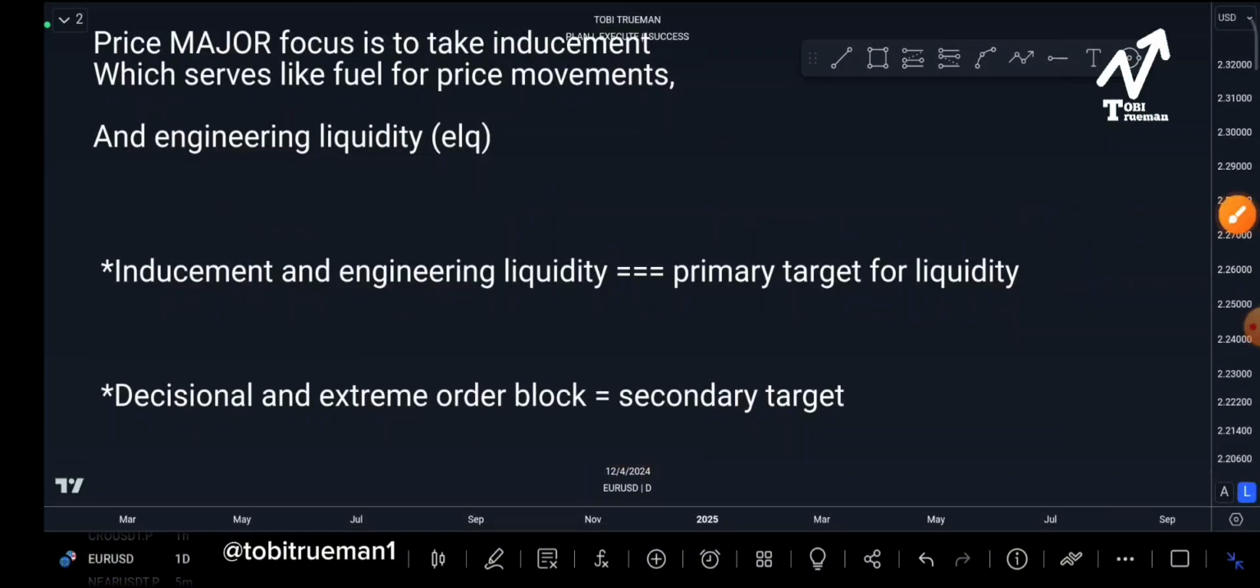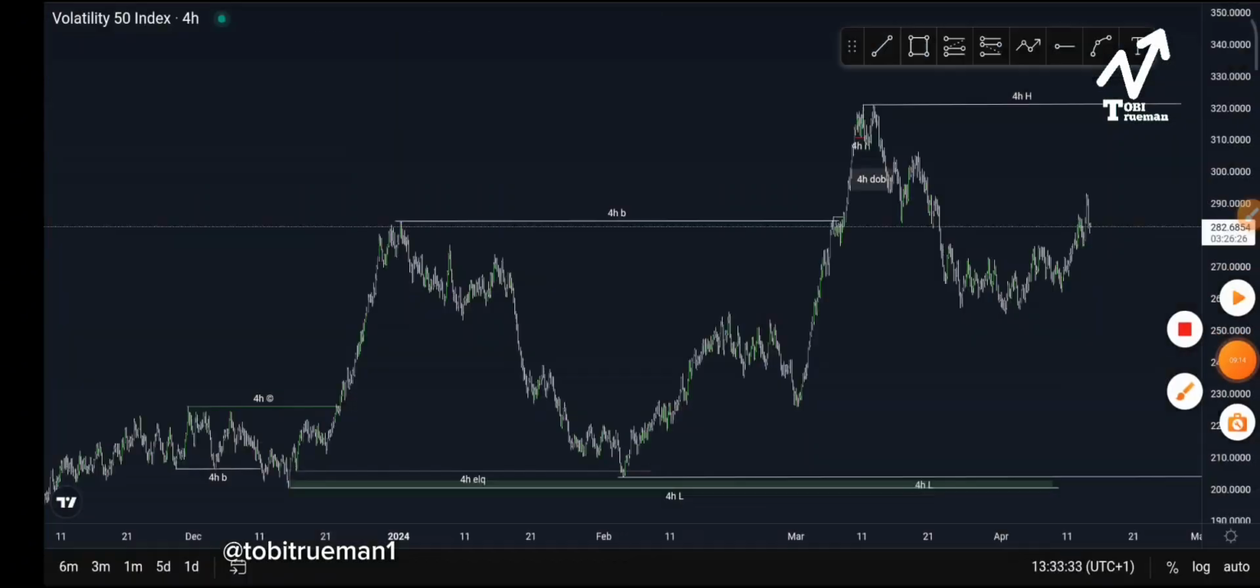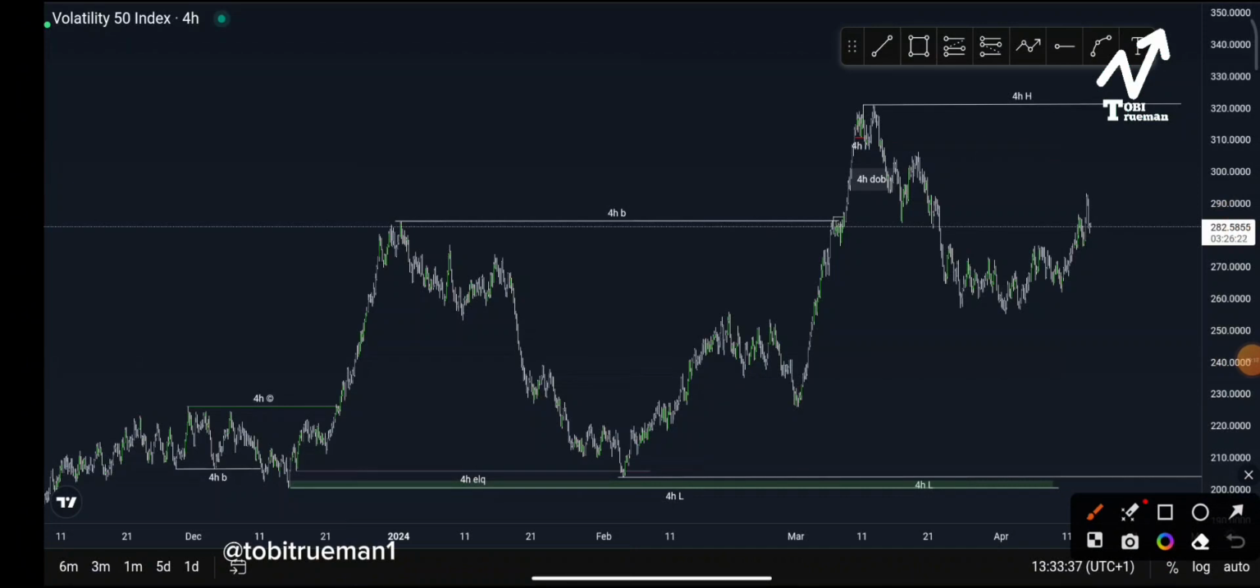Okay, let me try to find an example to show you what happens with price just taking out inducement, not touching the additional order block, and price also taking out engineering liquidity, not touching the extreme order block. Not to delay this video, I've already marked out this market structure. You can see what price is doing. Price has given us break of structure, then caused a change of character. You see what price is doing over here.